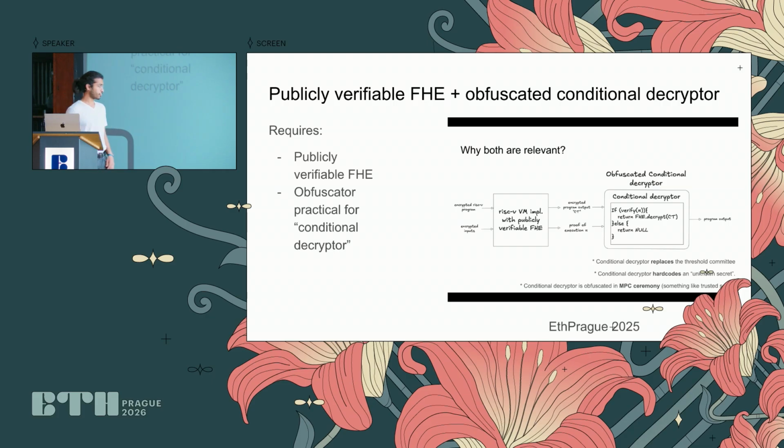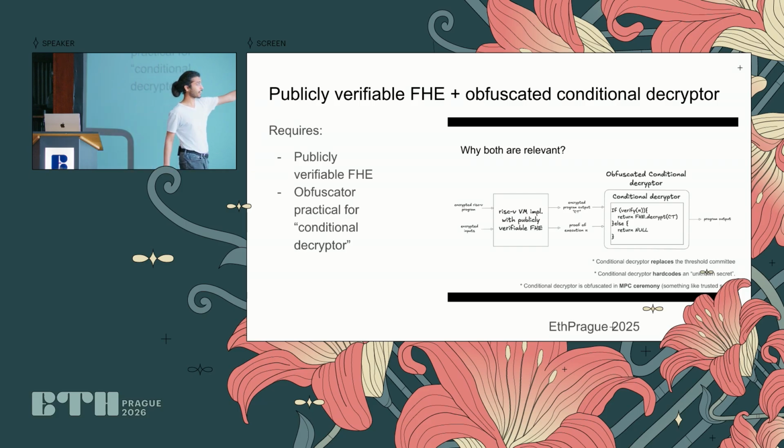So back in EthPrague 2025, I presented this one method of obfuscation, which was you have FHE. In particular, you have publicly verifiable FHE. And you have Phantom that takes in encrypted inputs. It takes an encrypted program, and it takes in encrypted inputs, and it executes the encrypted inputs and outputs two things. It outputs the encrypted output and a proof.